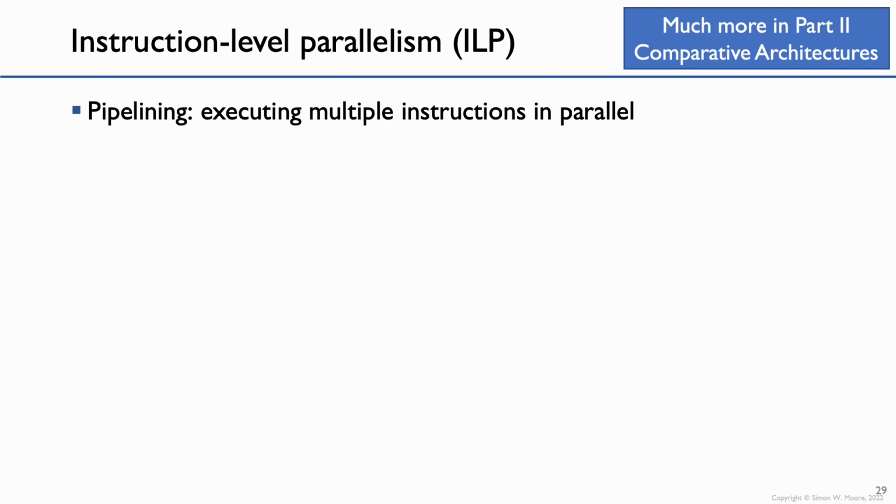Now let's finish up the lecture by looking at some more advanced topics that are covered in more detail in the Part 2 Comparative Architectures course. The first of these is instruction level parallelism. Obviously we've looked at pipelining, trying to execute multiple instructions in parallel. However, we're still fetching one instruction at a time, so it's not that parallel.